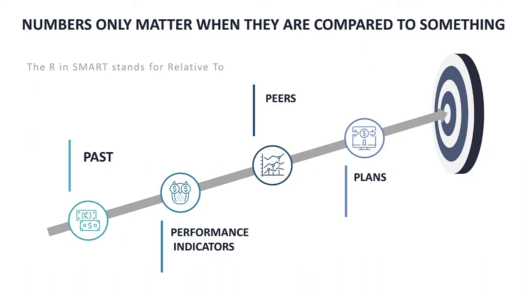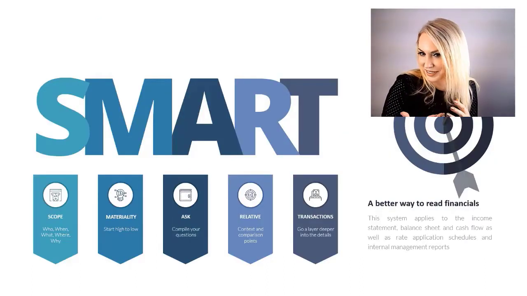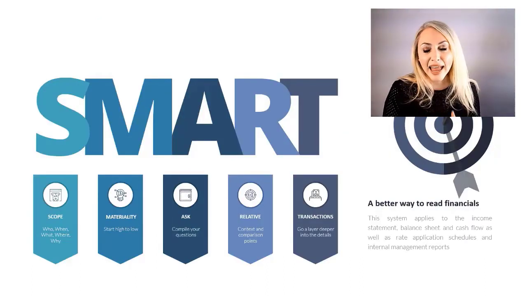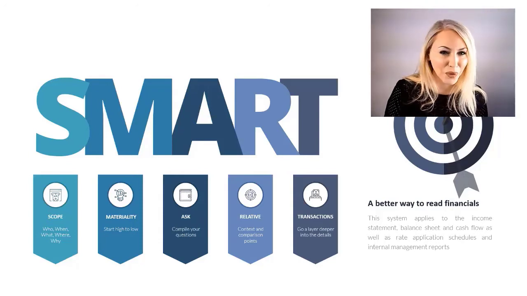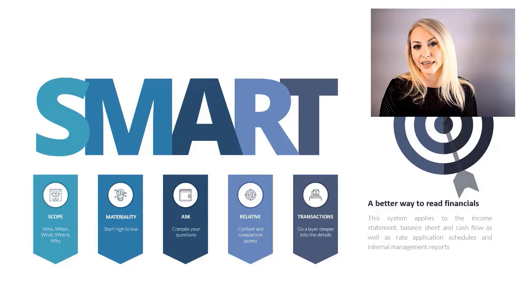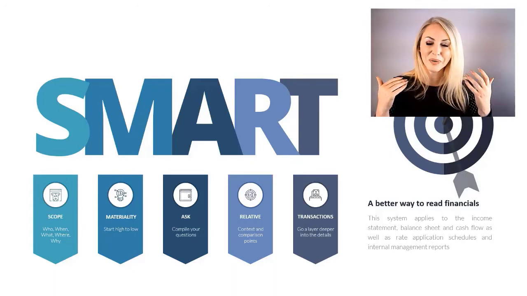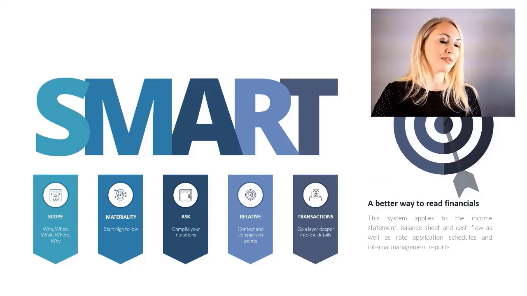R is relative, so not family relatives, but relative. This is probably the most important step if I were to say there would be any. Any information on a budget report or a balance sheet, what makes it important and significant is what you're comparing it against. So you want to be thinking through a very systematic way of doing that.